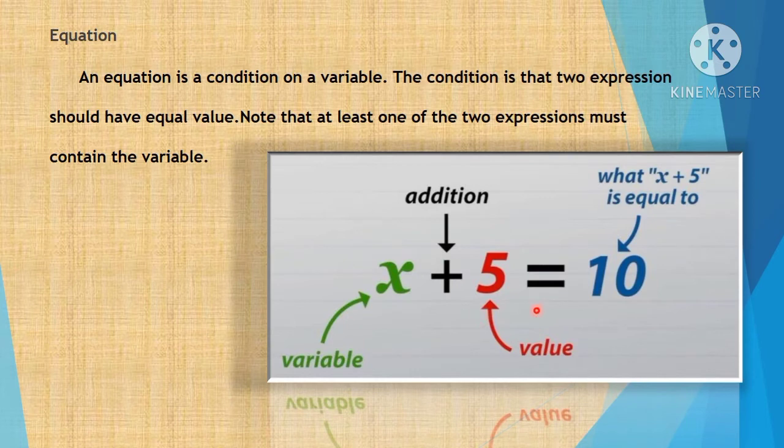In this, x is a variable. Variable means the number that we want to find. We don't know that number, so we give it a name, x. You can write A or B, any English alphabet, for a variable. 5 is a constant, it's a value. Constant means it's a value. 10 is also a constant.